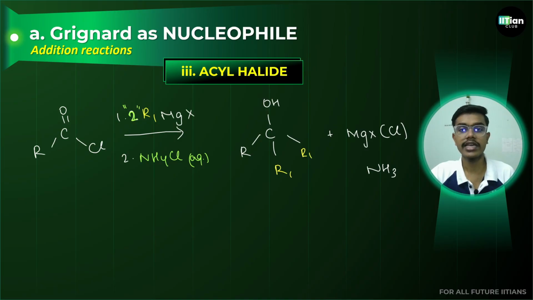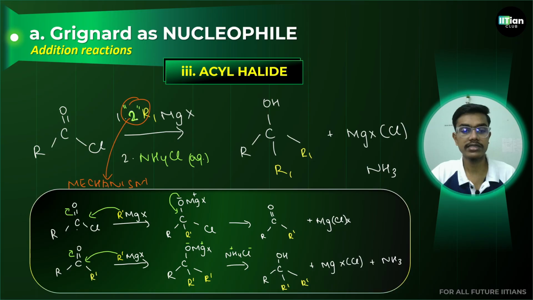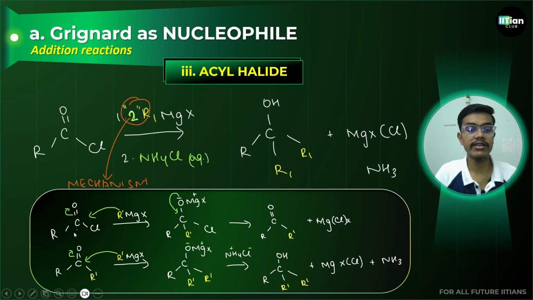Next we have reaction with acyl halide. When acyl halide is reacting with Grignard reagent, here we need 2 moles of Grignard reagent. Note that as well. And when you are checking the mechanism over here, you'll understand why 2 moles are required. The first mole, when it is attacking over here, is forming a ketone. And the second RMgX attacks the ketone and it forms the product.